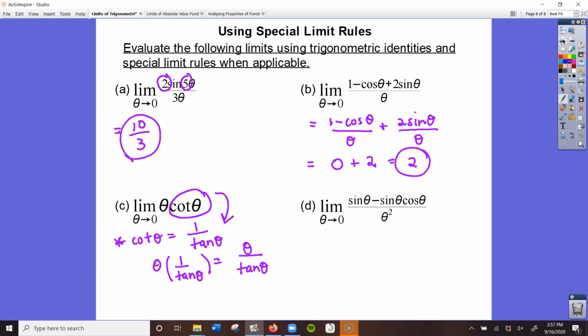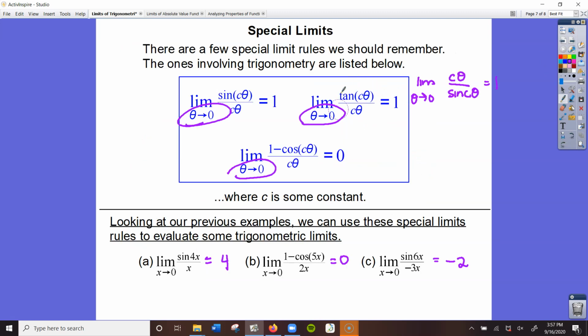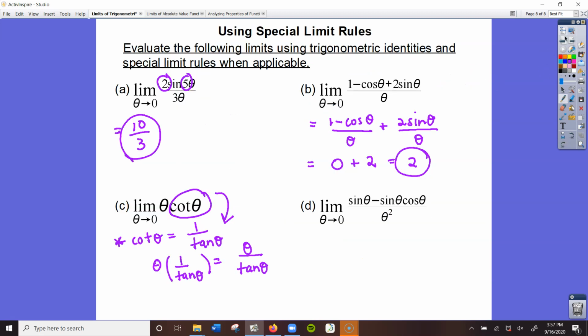Remember that I said that these special limits not only apply to tangent theta over theta, but also to its reciprocal. And it would still give you the same answer. So this would be 1.